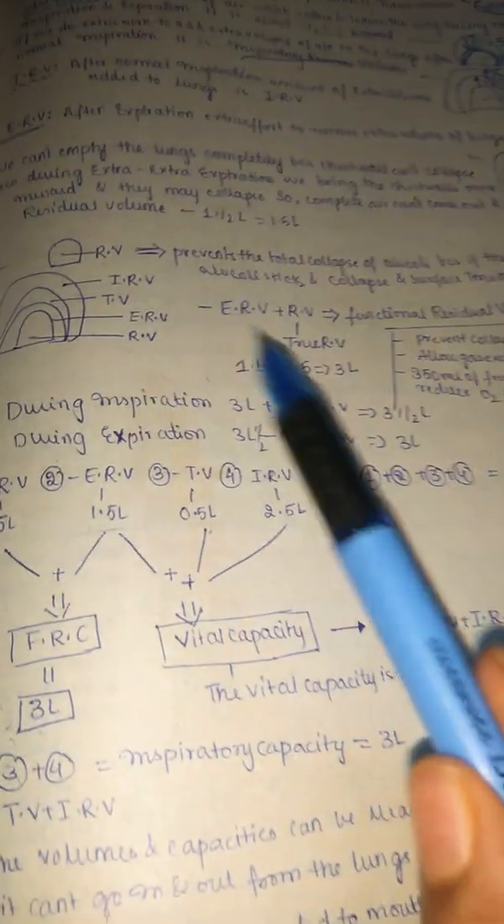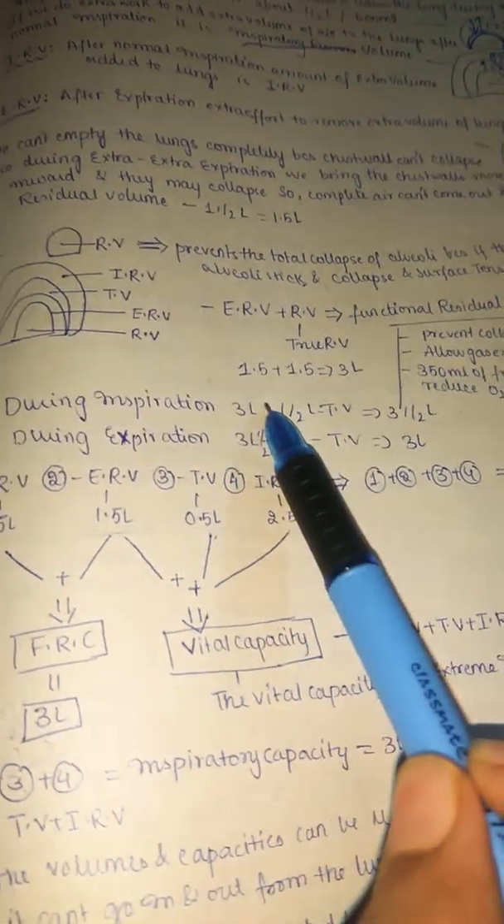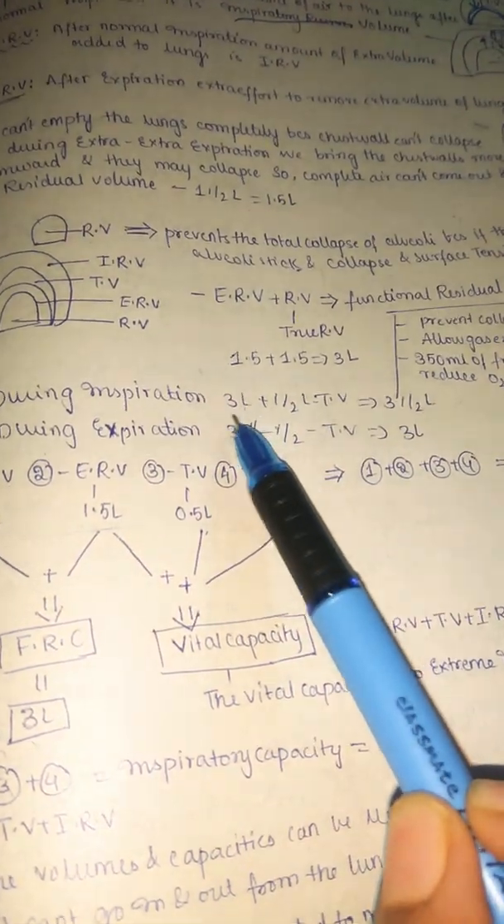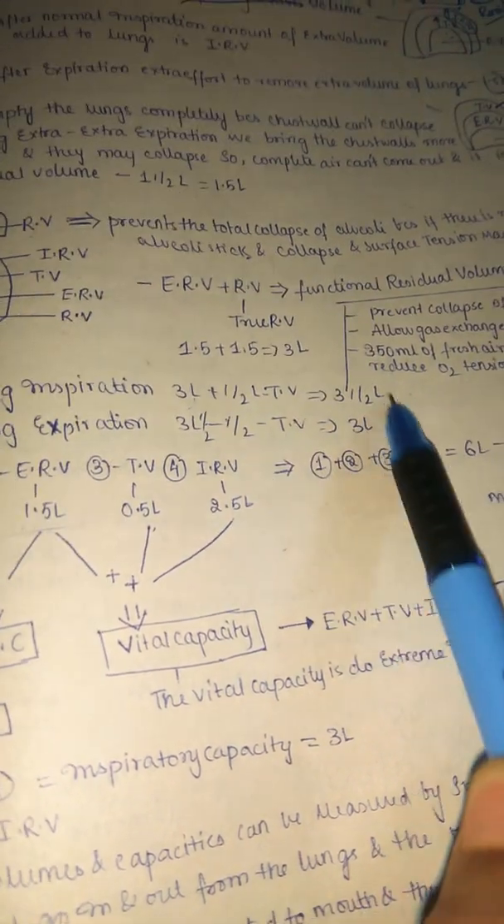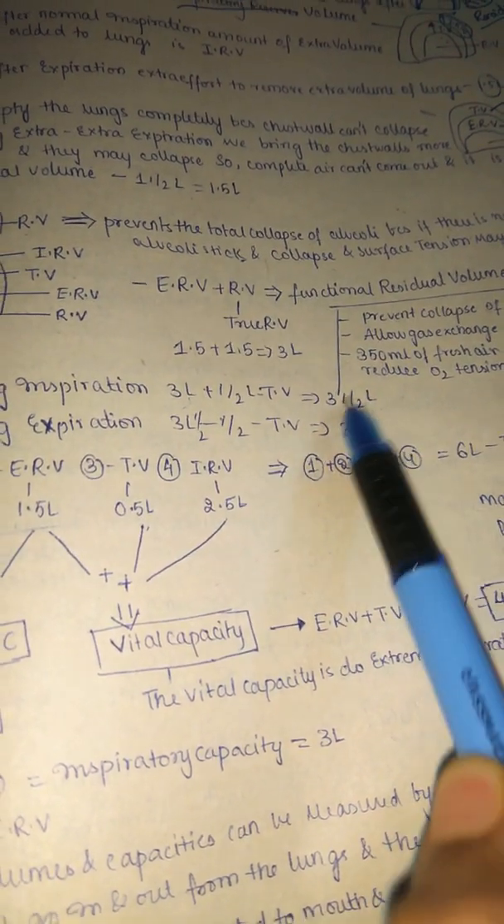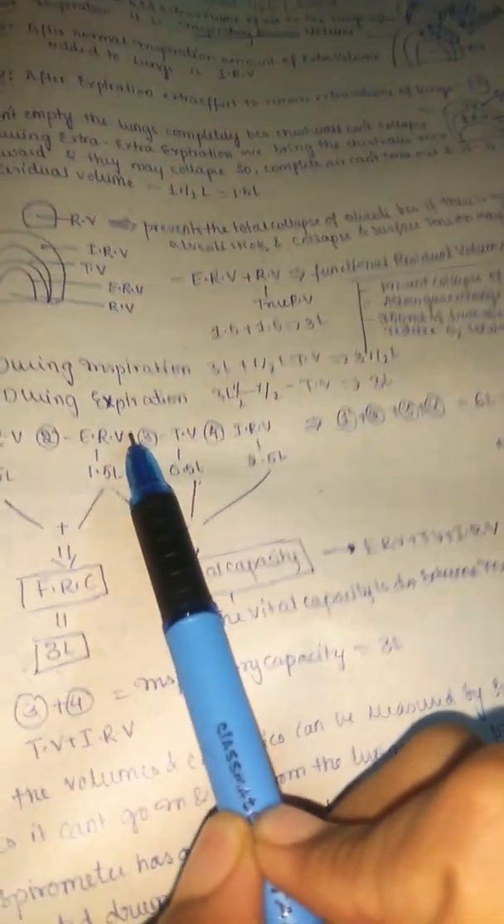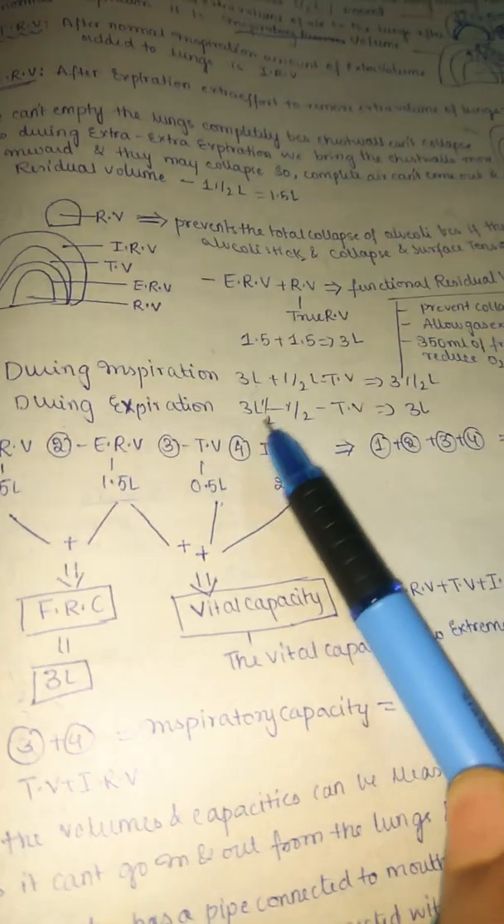So actually why we are saying this is, during inspiration we already have the functional residual volume present. So functional residual volume plus half liter is added due to tidal volume, it's 500 ml. So during inspiration, the total amount of volume is 3.5 liters. But during expiration, this tidal volume is already present, and that is what we are going to expel now. So 3.5 liters minus half gives you 3 liters.